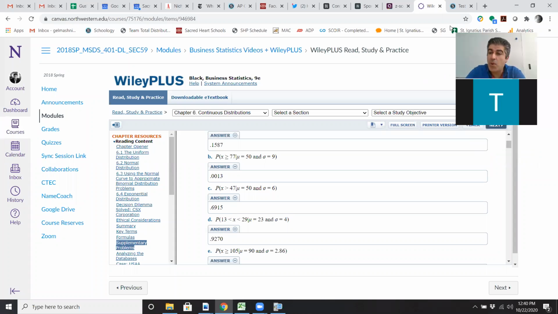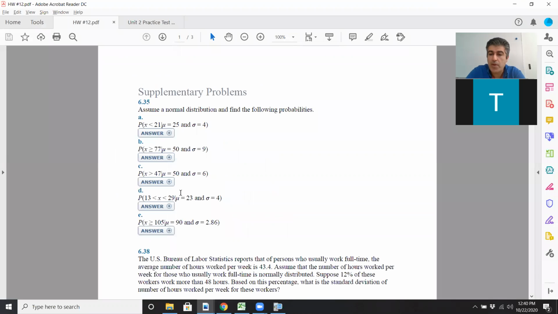Again, we're discussing homework number 12. Here's a document where I copy and pasted a bunch of questions from the electronic textbook. I did talk about how to do 6.35 part A. That was using the calculator.